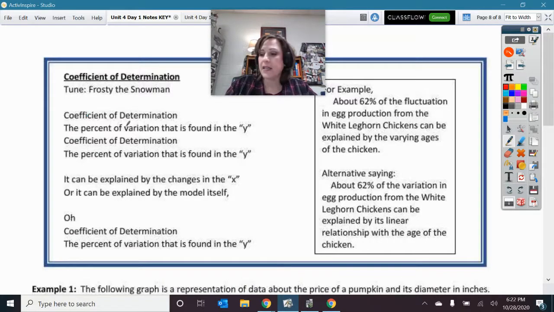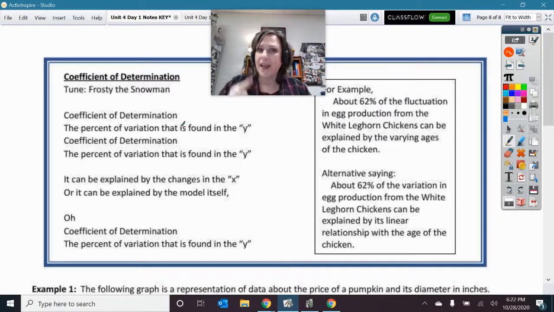Coefficient of determination, the percent of variation that is found in the y. So we're always talking about the percent of variation that is found in the y. Coefficient of determination, the percent of variation that is found in the y.